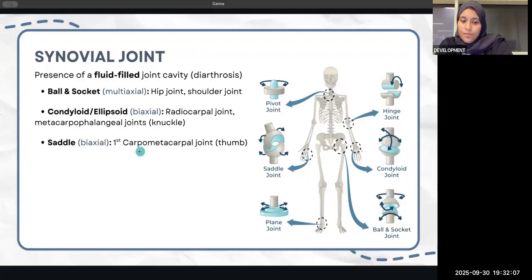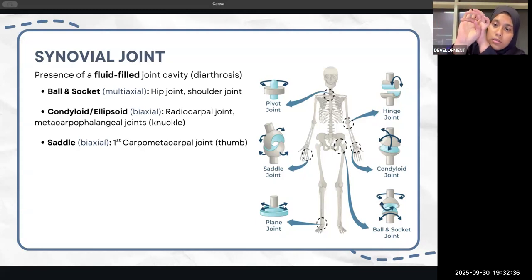It's like something that glides over another surface. What about saddle? Saddle is also a biaxial joint. Now this one, I'm very sure is high yield because in medicine, anything that is an exception always shows up in the exam, whether MCQ, SAQ, or OSPE. And the thumb, your first carpometacarpal joint, is an exception to being ellipsoid. We said that all the fingers, your knuckles, are condyloid, right? But your thumb is the only one that's saddle.